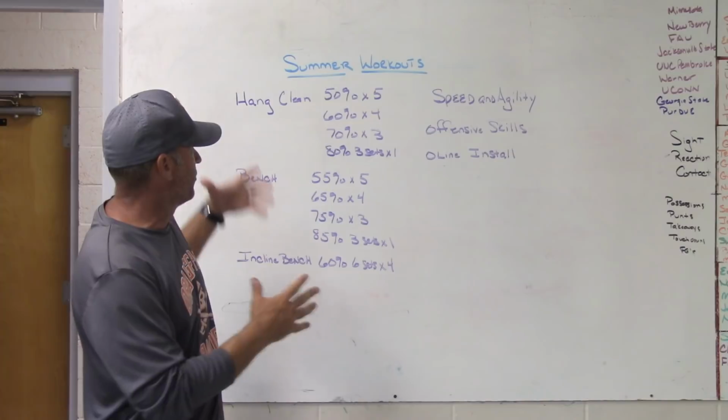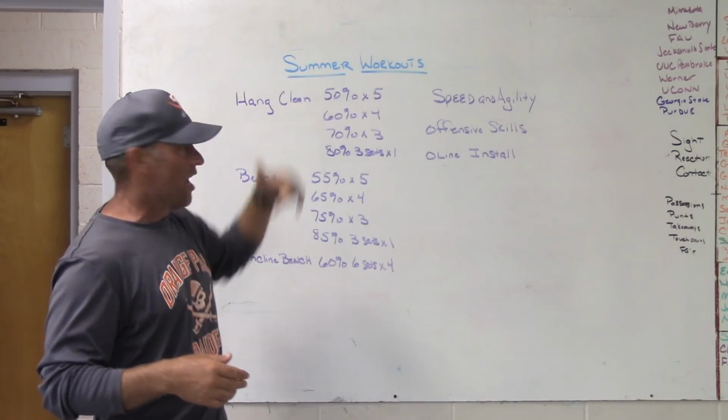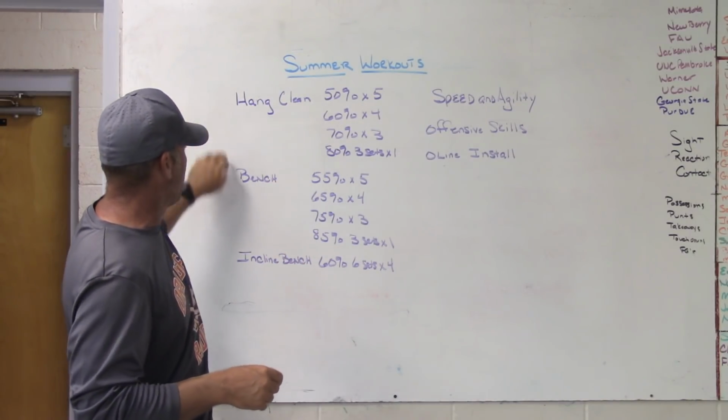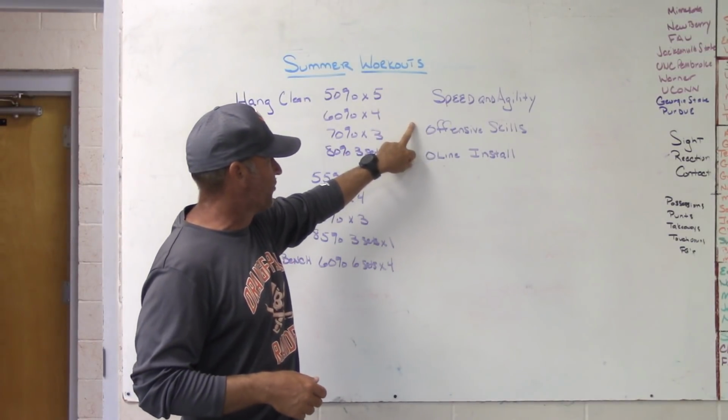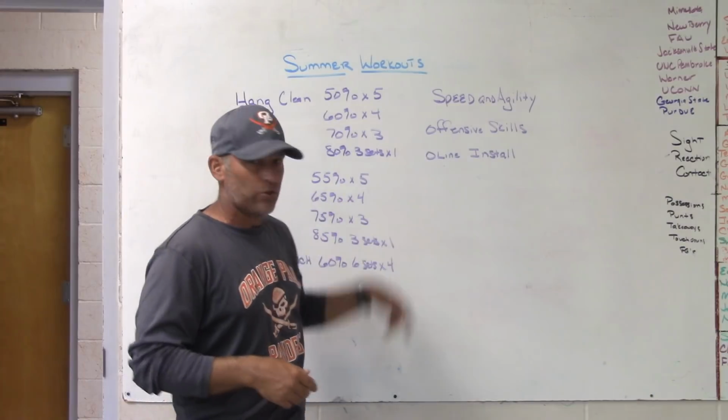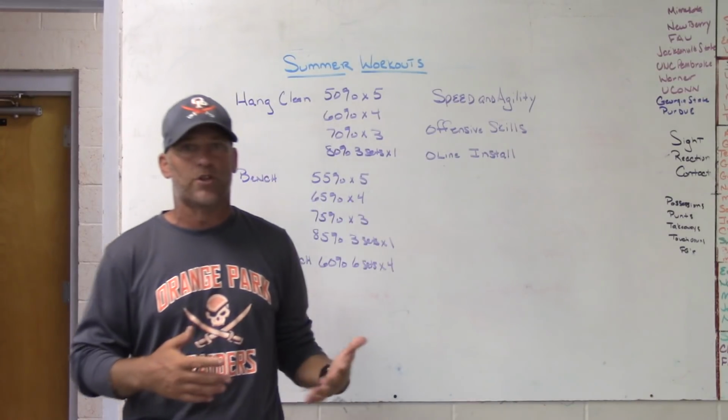All right, so today that was a sample of our workout for today. Our 2 cores, hang, clean, and bench with an auxiliary, speed and agility with some core work, offensive skills doing some drills, O-line and running backs doing some install. That's just one day of how we do things in the summer.